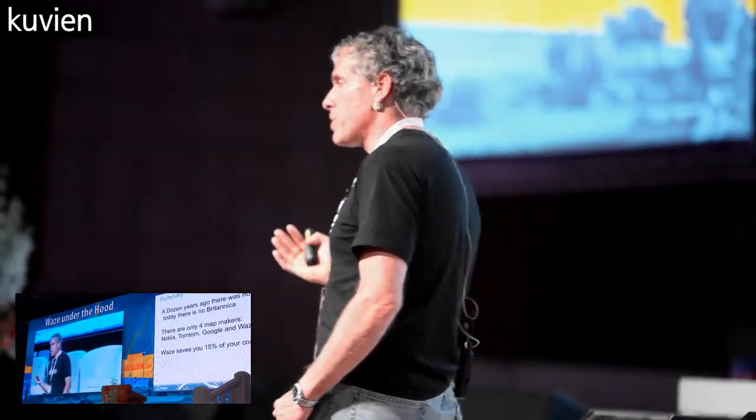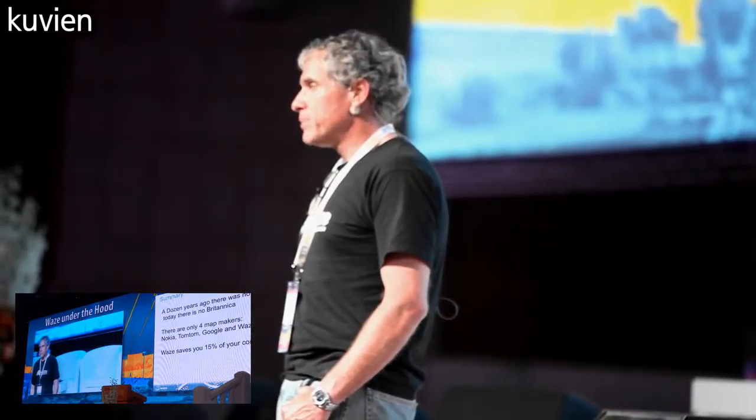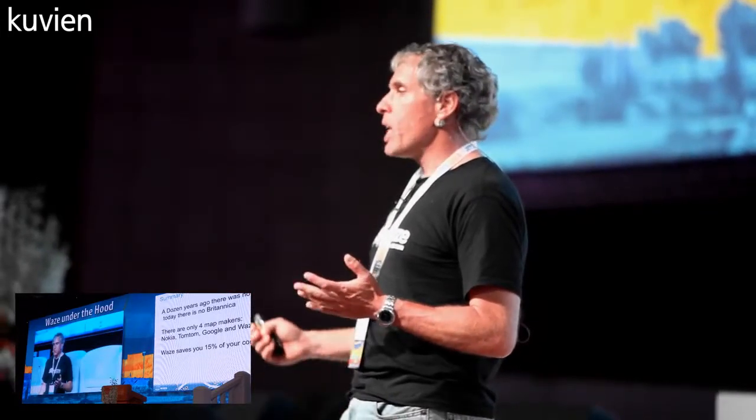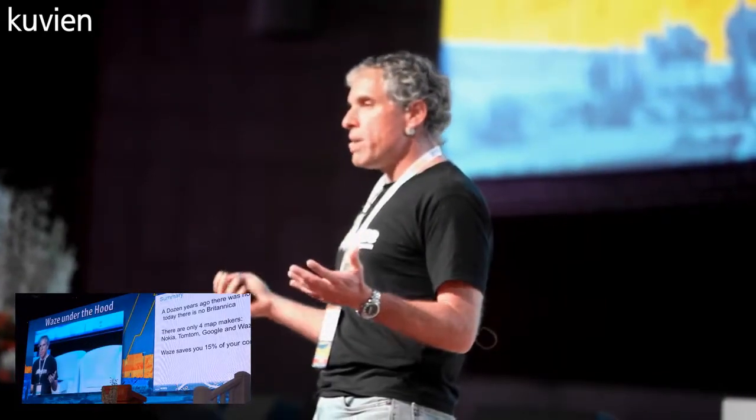So let me summarize the Waze story in the following fashion. 12 years ago, there was no Wikipedia. Today, there is no Britannica. Now, in the world of map making, there are only 4 players. There is Nokia through an acquisition of Navteq, there is TomTom through an acquisition of TeleAtlas, there is Google, and there is Waze. And the last two kind of don't care how much it costs to maintain the map data as it is. In the Google case, because they have so much money that they actually don't care. And in our case, we empower the community, so we have a very efficient method of keeping the map fresh.